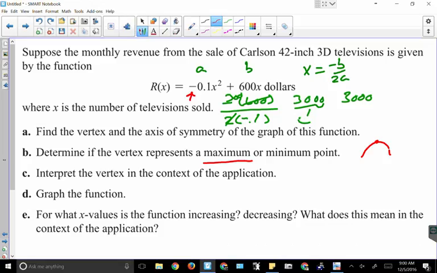So, if that is a maximum, now it wants us to interpret the vertex in the context of the application. So if it is a maximum, that means I have to sell 3,000 x's. And the x's are the dollars or the units of televisions. Generally, if you're selling something, are you selling dollars and collecting TVs, or are you selling TVs and collecting dollars? If you think about it in those terms, that's got to be 3,000 TVs, like I had said before.